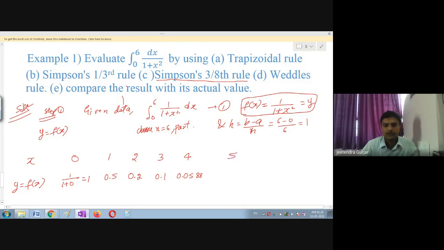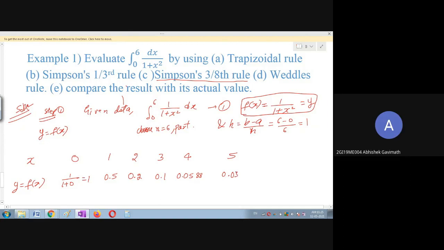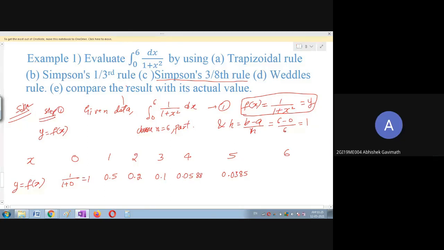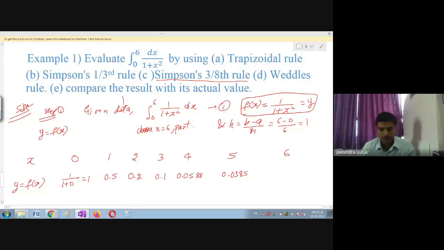Then you can see 1 divided by 1 plus 5 square is 25. 25 plus 1 is 26. 1 divided by 26 is 0.038. Yes, very good. Similarly, we'll go with 6. So 1 divided by 1 plus 6 square, 36, 36 plus 1 is 37. 1 divided by 37 is 0.0270. Yes, beta. So here we have to get this data first.